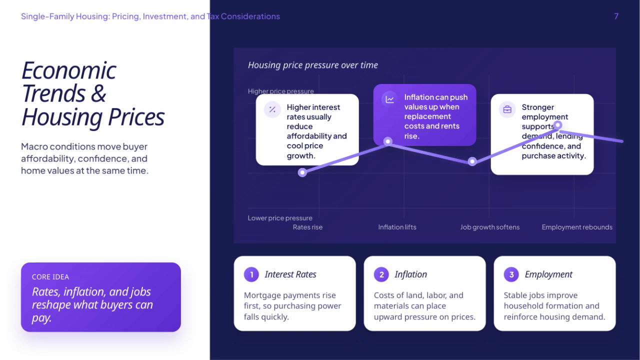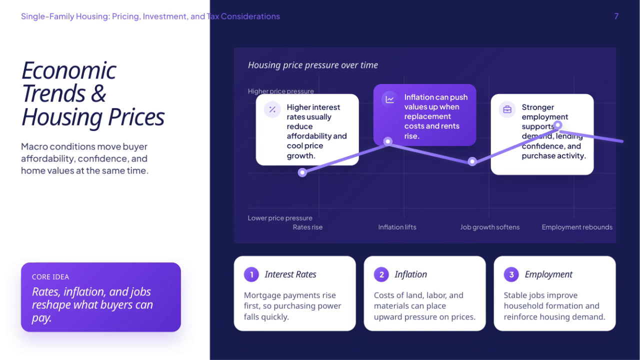The core idea here is that macroeconomic conditions, things like interest rates, inflation, and employment, affect buyer affordability, confidence, and ultimately home values all at once. Starting with interest rates, when they rise, mortgage payments increase, causing purchasing power to fall rather quickly. This usually reduces affordability and slows down price growth in the housing market.